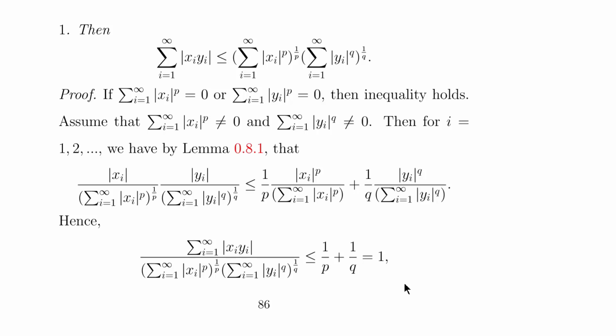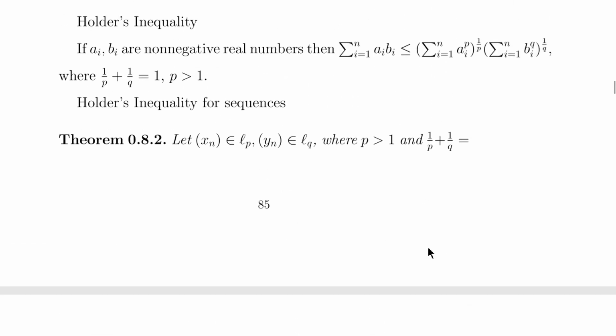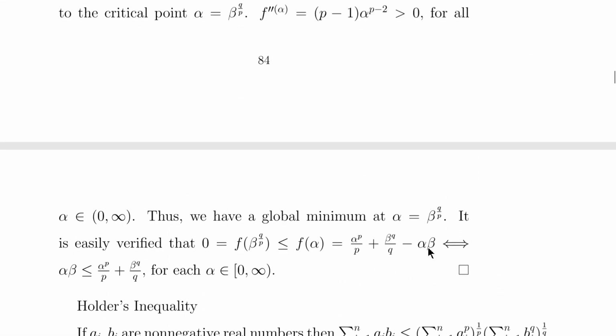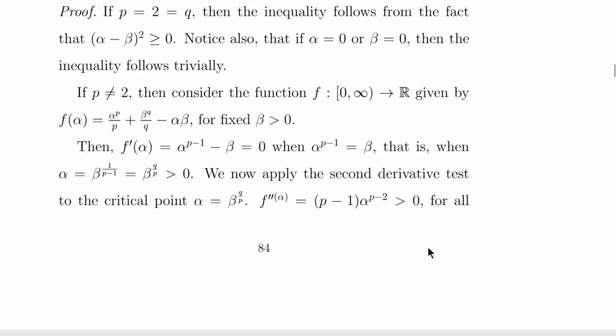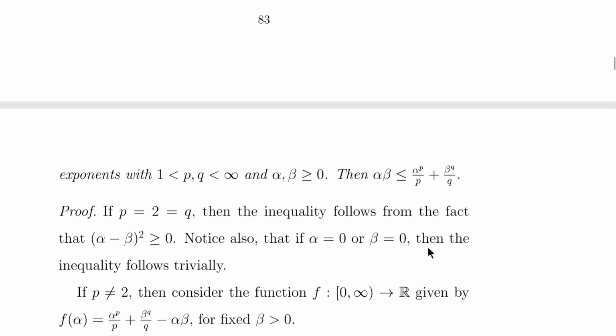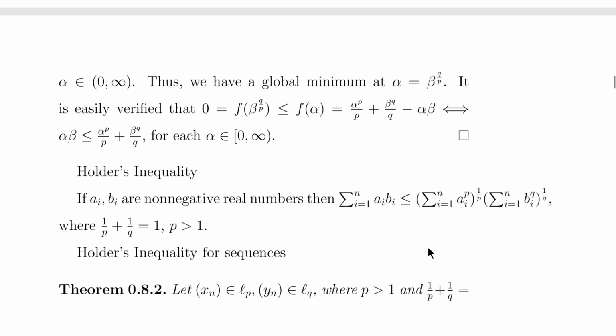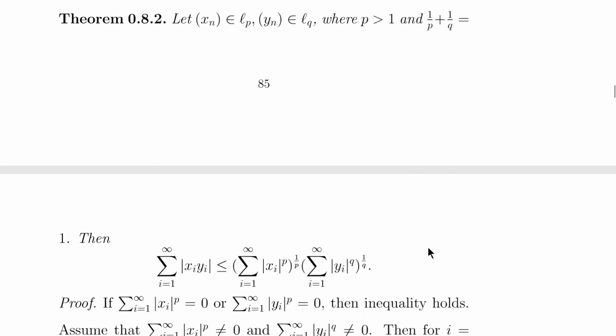This will come from our previous result, Young's inequality, in which we have proved that alpha into beta is less than or equal to alpha raised to power p over p plus beta raised to power q over q. So we have used this result to get this inequality.